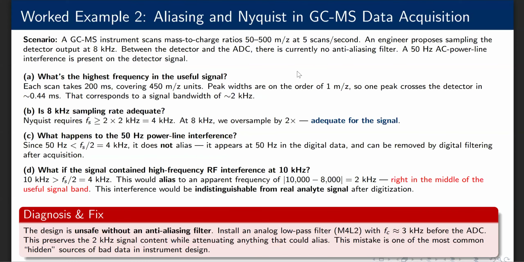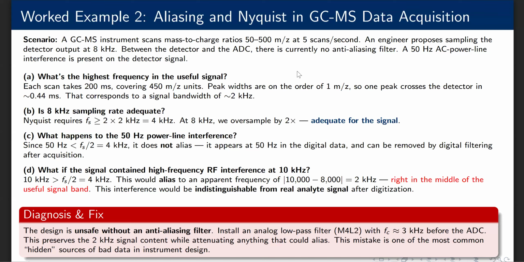Our second worked example then is shown here. So this is looking at aliasing and Nyquist in GC-MS data acquisition. A GC-MS scans mass to charge from 50 to 500 at 5 scans per second, and an engineer proposes sampling the detector at 5 kilohertz. There is no anti-aliasing filter yet. There's also a 50 hertz power line interference on the detector signal.